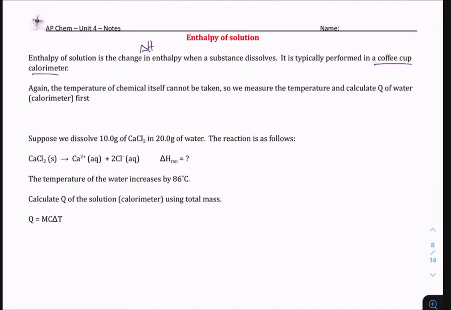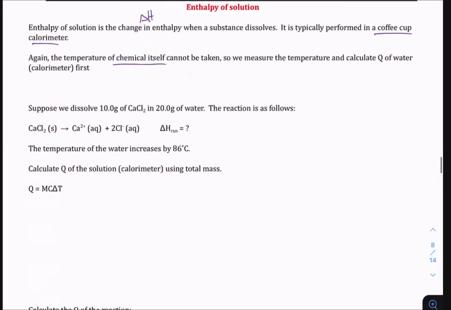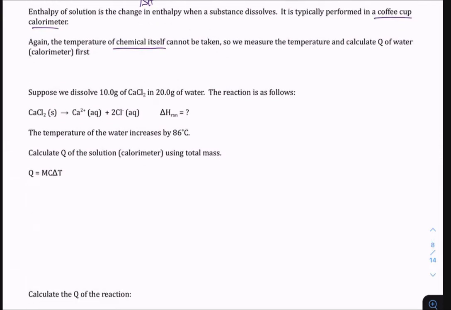So, we can't take the temperature of the chemical itself. Like you can't just jab a temperature probe in like a pile of salt, right? It's not really going to be accurate. So what we need to do is measure the temperature and calculate the Q of water first. So let's talk about calcium chloride. You guys should be able to recognize this as a dissolving equation. It's an ionic solid, and as it dissolves, it ionizes. You got calcium ions, you got chloride ions.